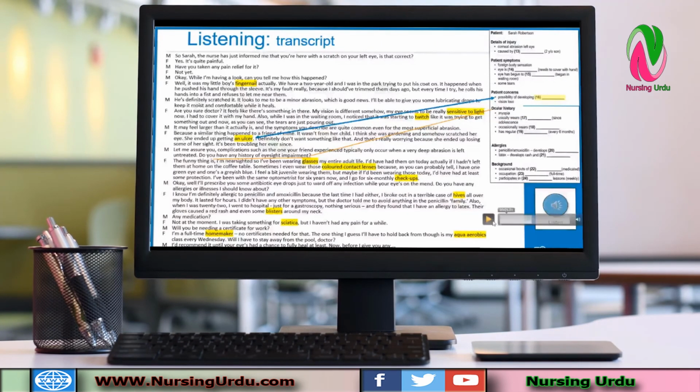Let me assure you, complications such as the one your friend experienced typically only occur when a very deep abrasion is left untreated. Do you have any history of eyesight impairment?